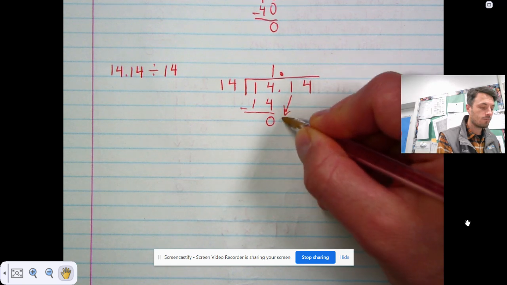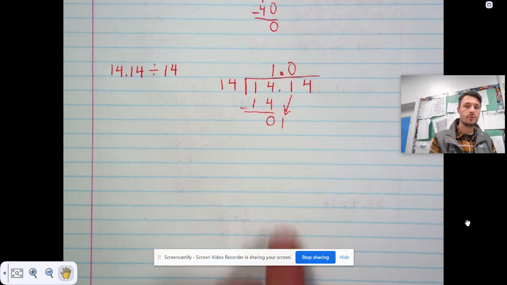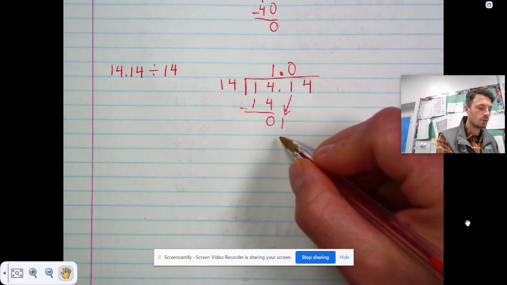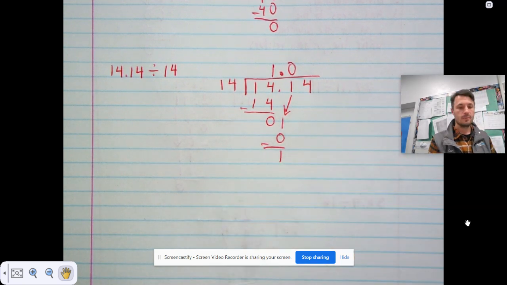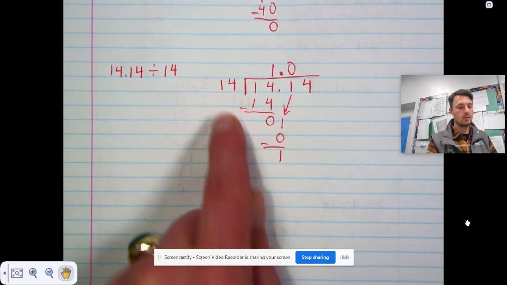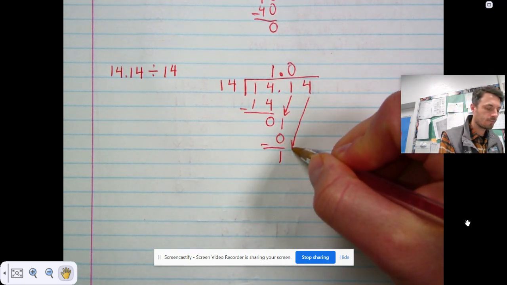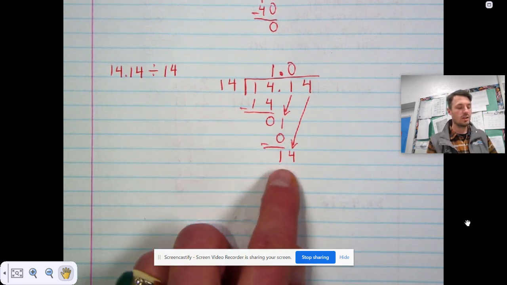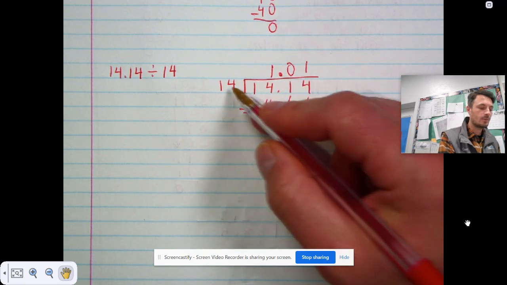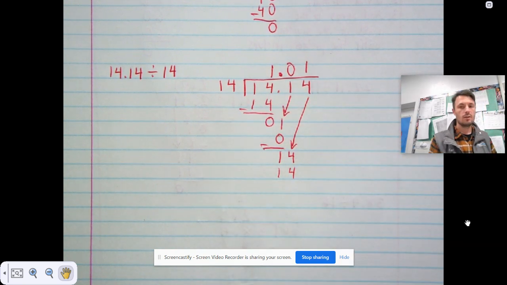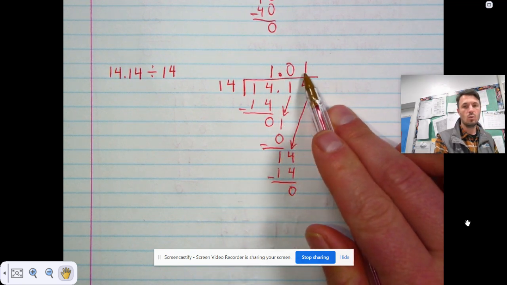Now we bring down. 14 can fit into 1 0 times. Now we multiply. 0 times 14 is 0. Now we subtract. 1 minus 0 is 1. Is 1 smaller than 14? That's how we know this 0 is correct. Now we bring down. How many times can 14 fit into 14? 1 time. Now we multiply. 1 times 14 is 14. 14 minus 14 is 0. The answer is 1 1/100th.